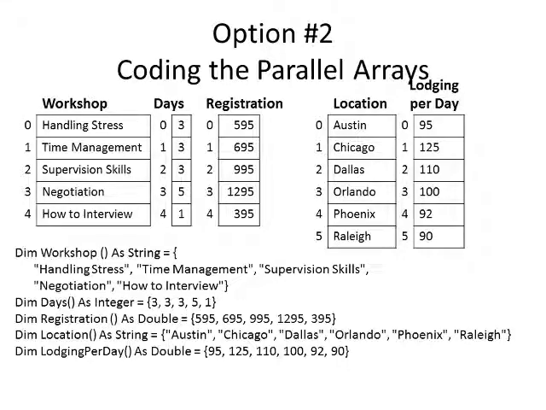To code the parallel arrays, I'd say Dim workshop(), as String equals open curly brace, "Handling Stress", "Time Management", "Supervision Skills", "Negotiation", "How to Interview", and a close curly brace. That's how I'd code up the information for the workshop. Then Dim days() to indicate I'm using an array, as Integer, equals open curly brace, 3, 3, 3, 5, 1, close curly brace. Do the same type of thing for registration, location, and lodging.